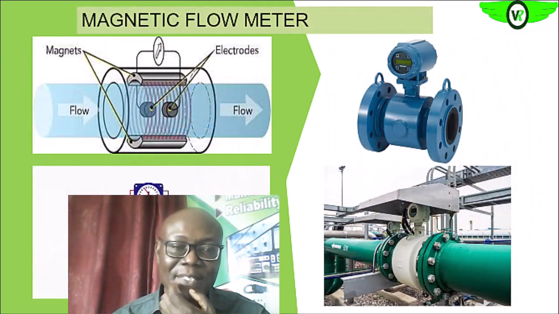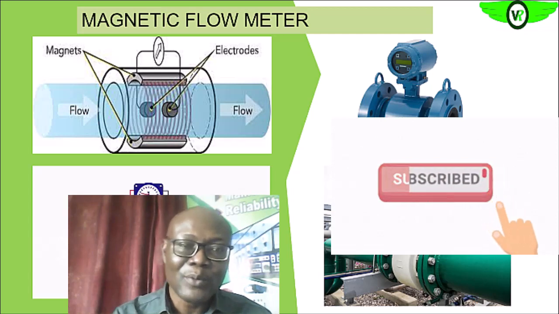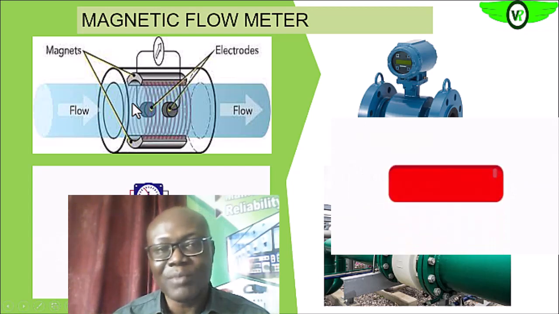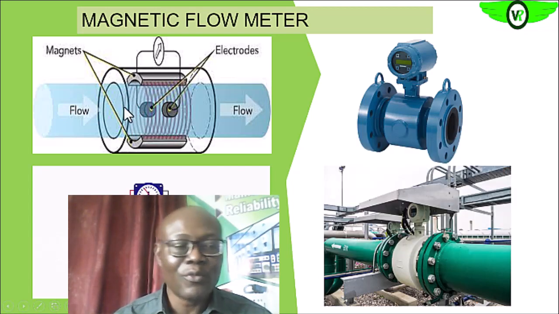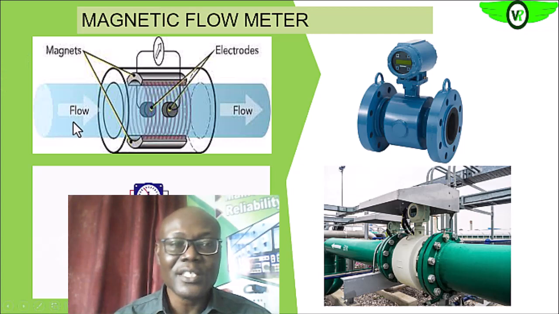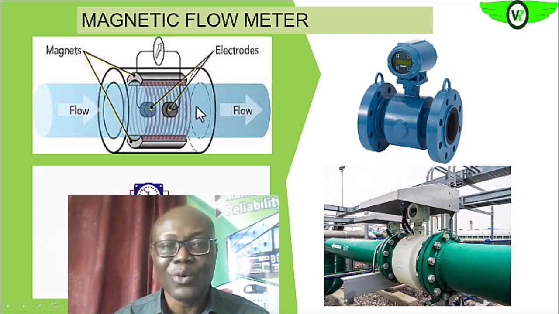So the next that we are going to look at is the magnetic flow meter. The magnetic flow meter actually uses the law of electromagnetic induction. We all know from Faraday's experiment that if a conductor moves through a magnetic field, an electric current is induced in that conductor. In our case, the conductor now is the fluid, which means the implication of this is that the fluid must be conductive for us to be able to use our magnetic flow meter.